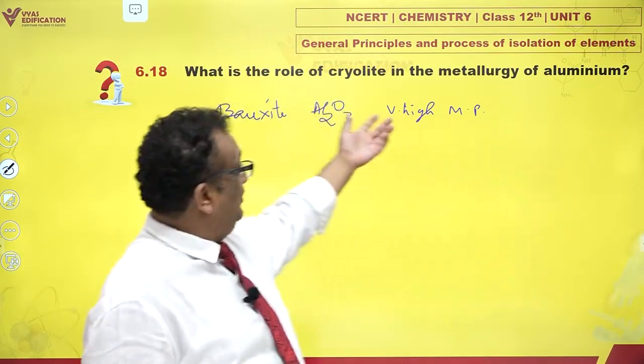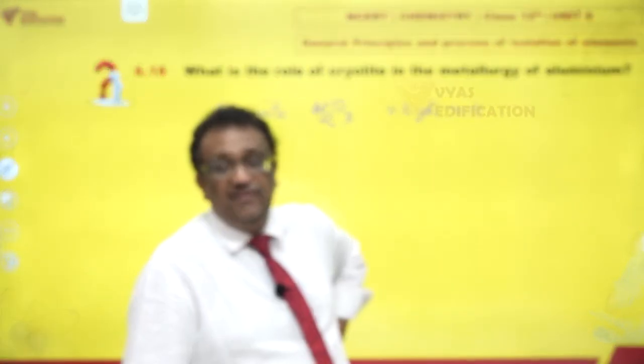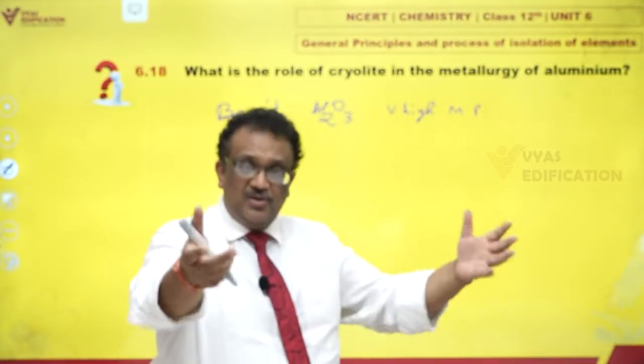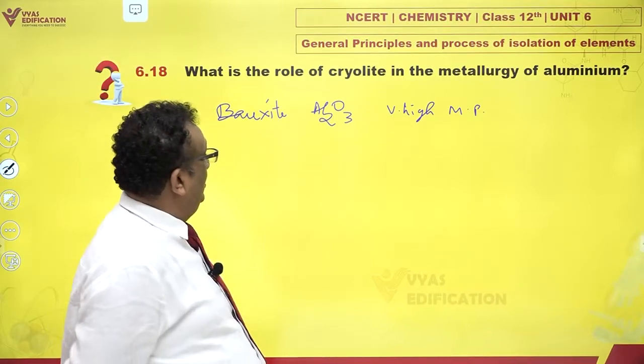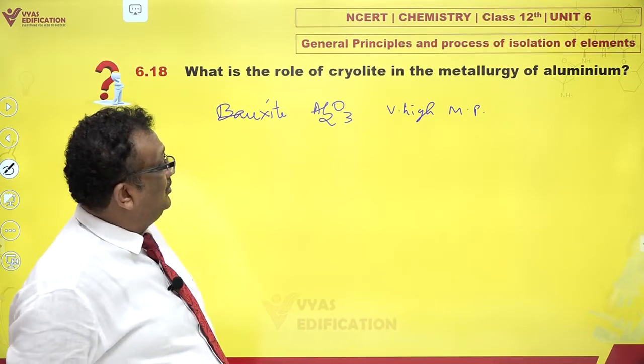Now, at such a high temperature, the iron itself would melt. There is no vessel in which you can melt Al2O3 easily. It becomes very expensive. So, the role of cryolite.